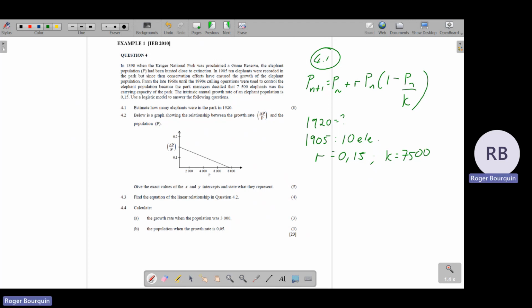Okay. So what's my formula going to become? Pn+1, remember, this is recursive, is equal to Pn plus 0.15 Pn (1 minus Pn over 7,500), right? So how are we going to work out how many there were in 1920? We're going to put in our initial population, which we call P0. What are we trying to find? 1920, how many years after that? We're looking for P from 1905 to 1920. 15. So we're looking for P15.